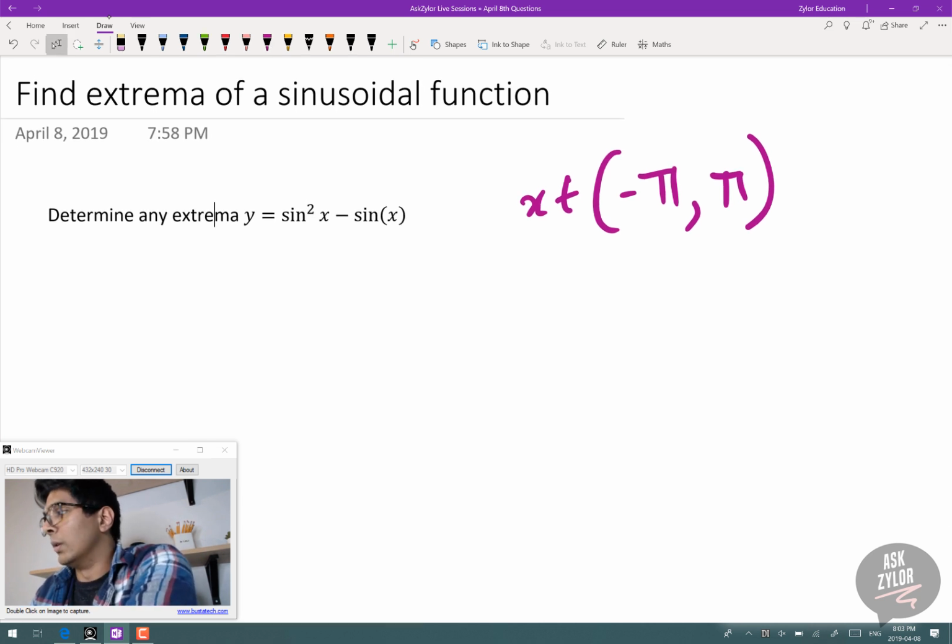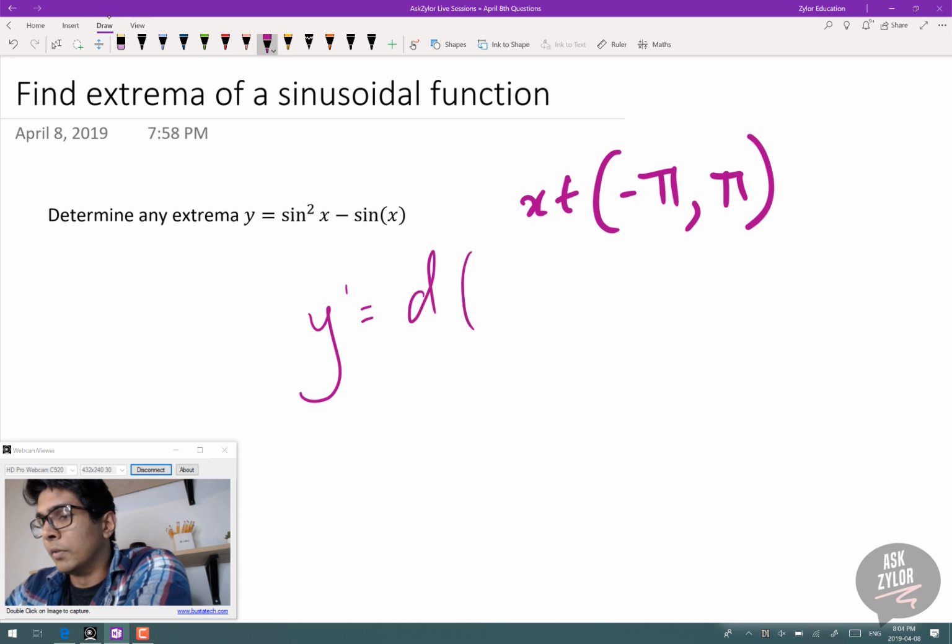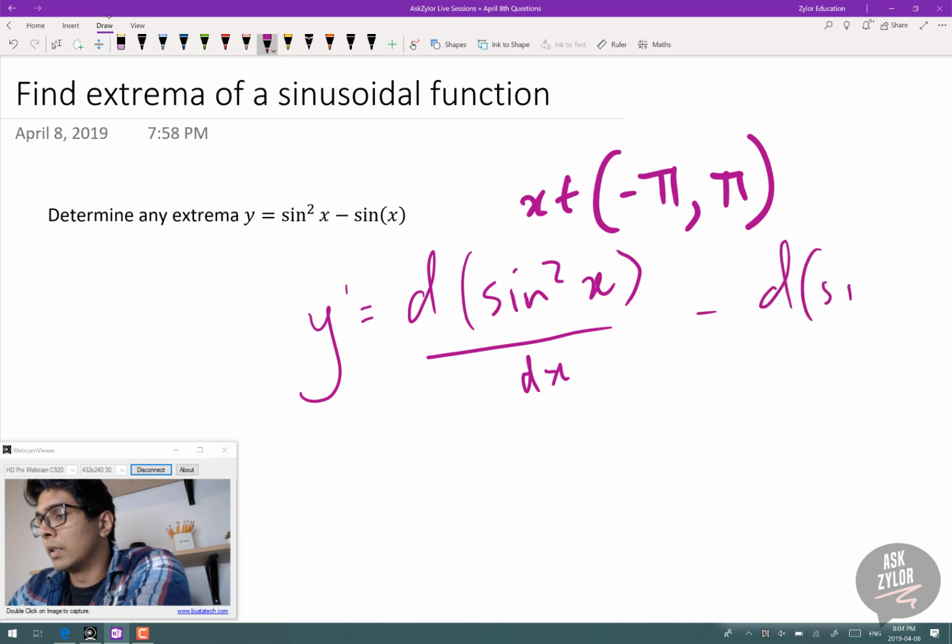So the first thing we should be doing is finding any local extremas. So let's go ahead and find the derivative of my function. I have y is equal to sine squared x minus sine x. So I'm going to find the derivative of that. I need to find the derivative of sine squared x in terms of x, and then sine x over dx.